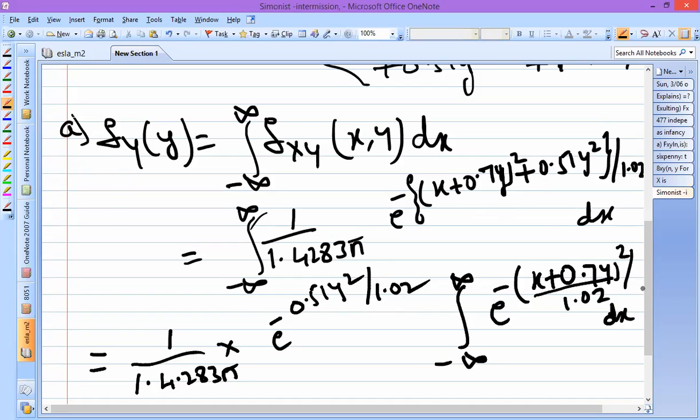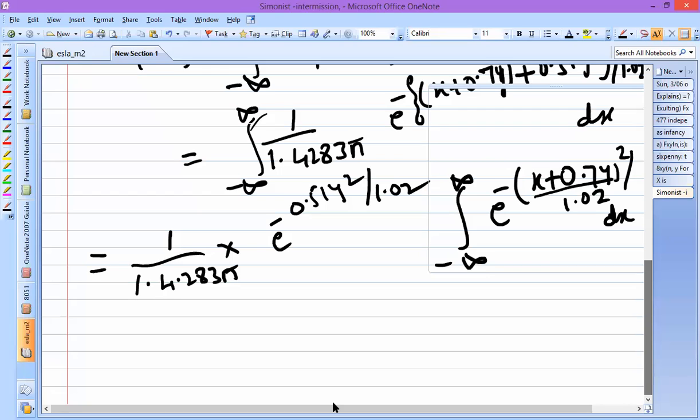So now we need to simplify this integral term. Here we do not bother about the terms that are written outside the integral. We'll try to solve only the exponential term which is present inside the integral, and we'll try to get this form, whatever exponential minus of x plus 0.7y whole square divided by 1.02, brought to the standard form.